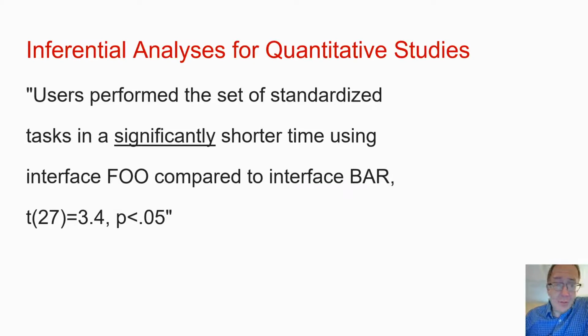So if you say the word significant, you better have a p-value backing it up. Don't say significant if you just mean it looks better. No, if it looks better, say it looks better. I won't believe your data, but fine, I won't chastise you that much. But if you say it's significantly better, our system is significantly better than the old way, you better have a p-value.